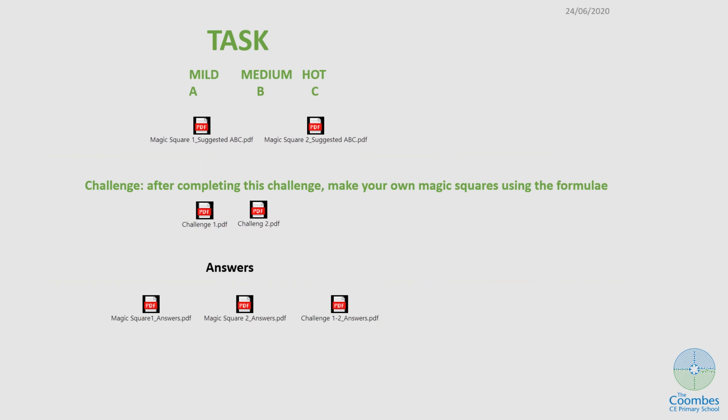What I want you to do now is to pause the video and go and do the work. You have got work for mild, and then you've got work for medium and hot. Okay, when you finish, then you have some challenge work to do where you can even make your own magic squares. The answers are separate this time. You can check your answers later.